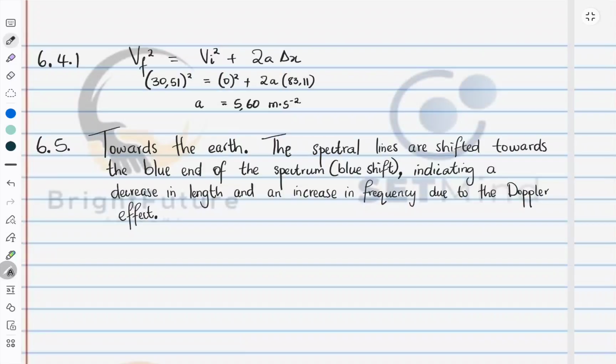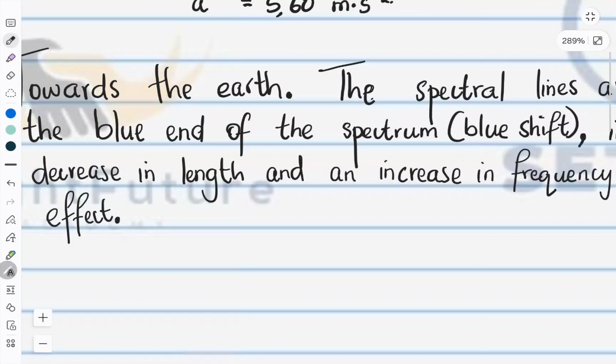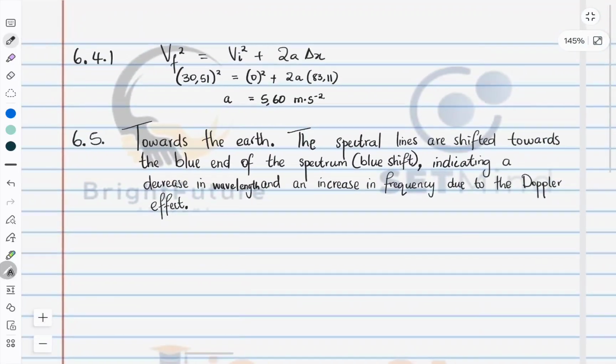Alright, so this is exactly how you would go about it. We know that it's moving towards the Earth. Why? Because the spectral lines are shifting towards the blue end of the spectrum. If they are shifting towards the blue end, this indicates a decrease in wavelength and an increase in frequency due to the Doppler effect.